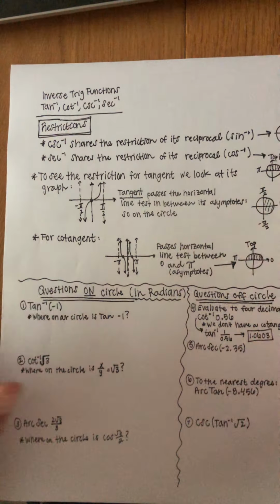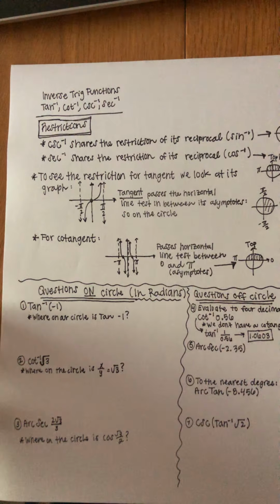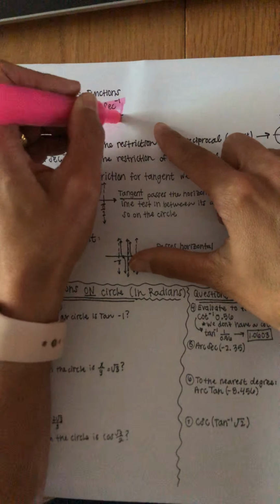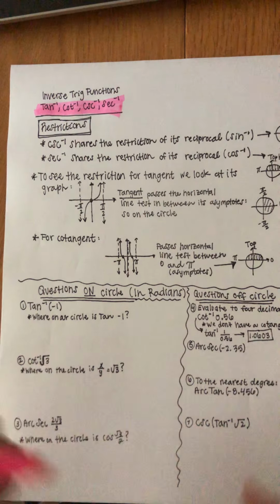So we dealt with sine and cosine and sine inverse and cosine inverse in the previous lesson. Now we're going to look at the rest of them: tangent inverse, cotangent inverse, cosecant inverse, and secant inverse. That's what this one is going to be focusing on. Let's look at the restrictions.